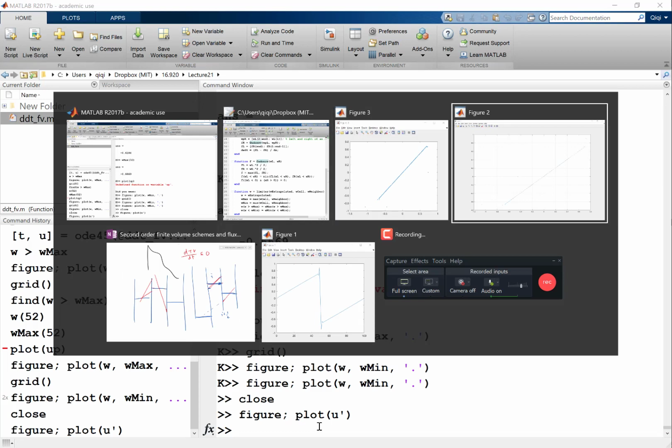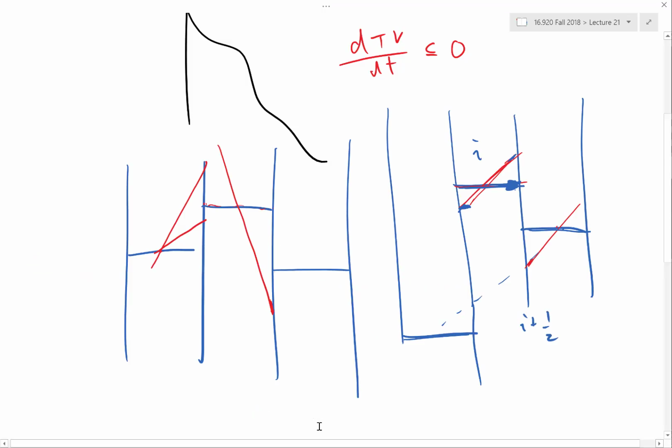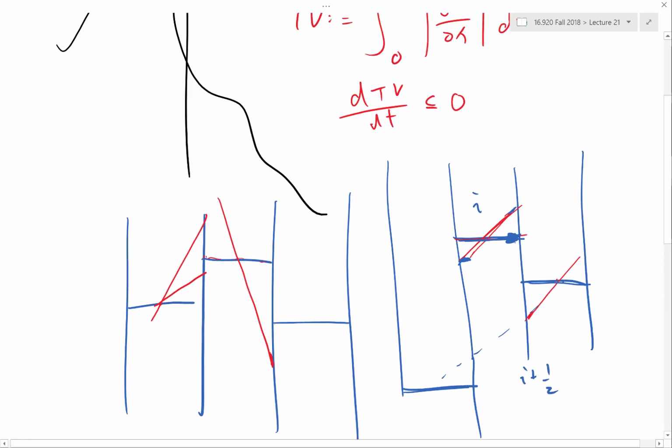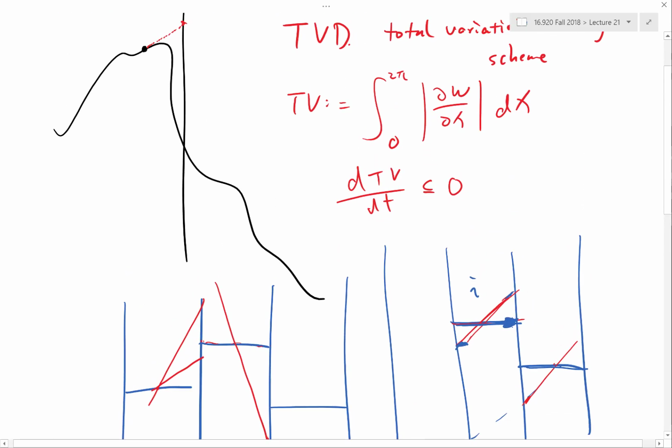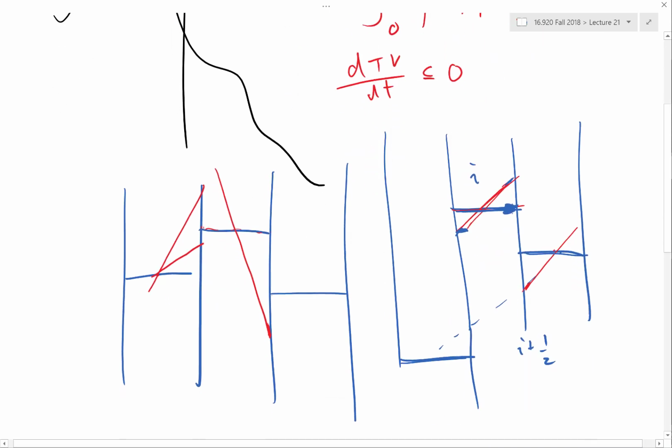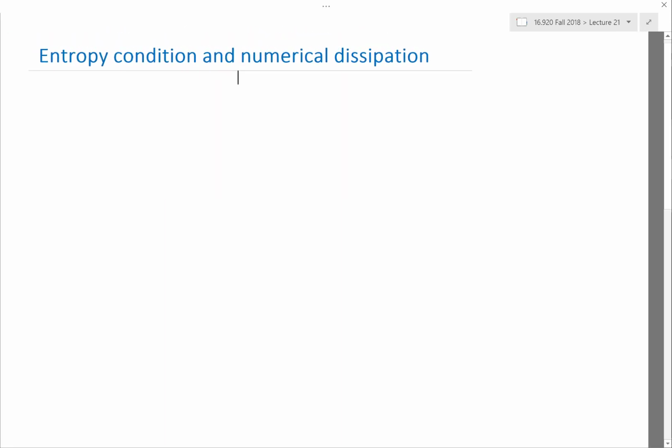The total variation diminishing scheme is supposed to remove these oscillations. Basically, if the solution has a local maximum of 1, the local maximum should never exceed 1. So what we have been seeing shouldn't happen if I implemented this total variation diminishing scheme correctly. This is basically supposed to get us a second order scheme that can still resolve shock waves correctly.